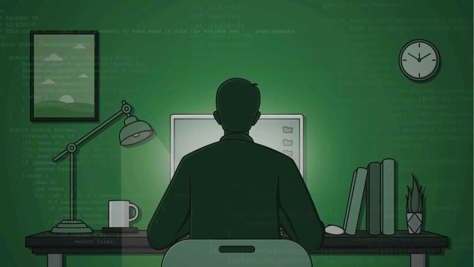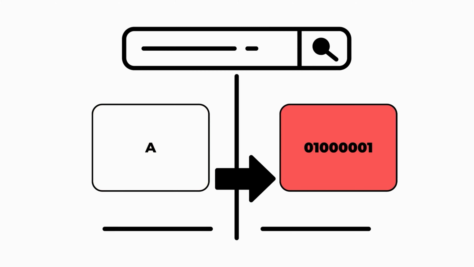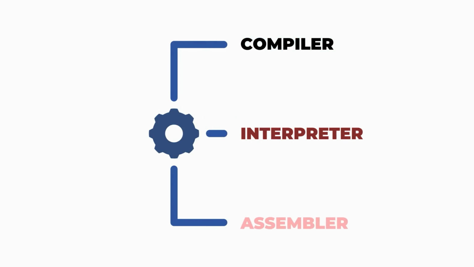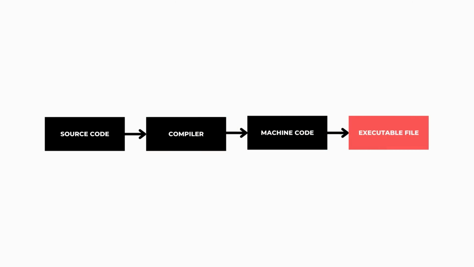When we write a program in a programming language, we can't just give the computer plain text. We need to translate our code into machine language. This is where a compiler, interpreter, or assembler comes in. A compiler is a program that takes the source code written in a high-level programming language and translates it into machine code that can be directly executed by a computer's processor.